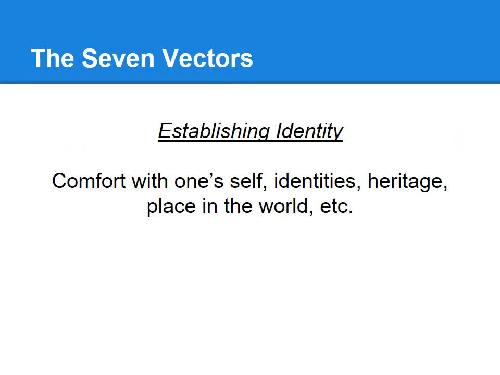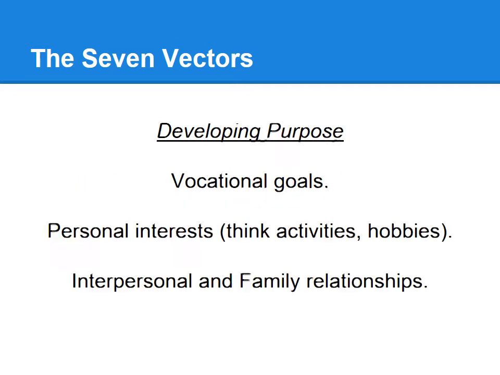We're going to do a lot with establishing identity this semester, so suffice to say that this vector is about comfort with oneself, one's sense of heritage, one's role, and one's lifestyle. In the developing purpose vector, students develop vocational goals, identify personal interests, and commit to interpersonal and family relationships.